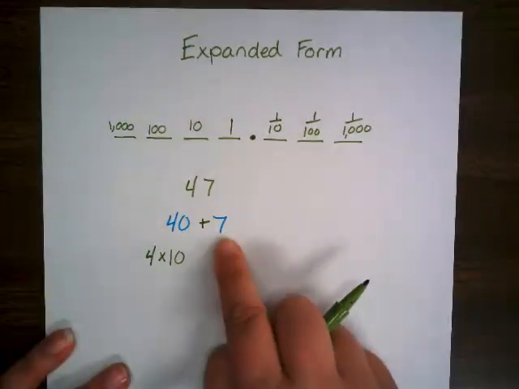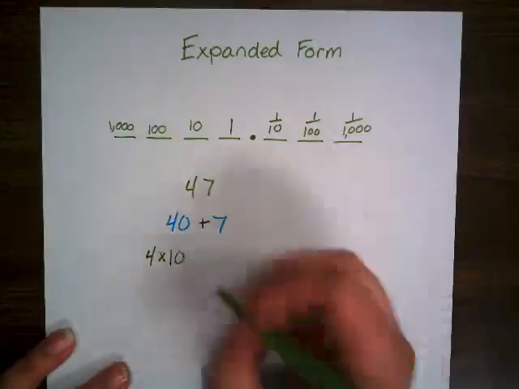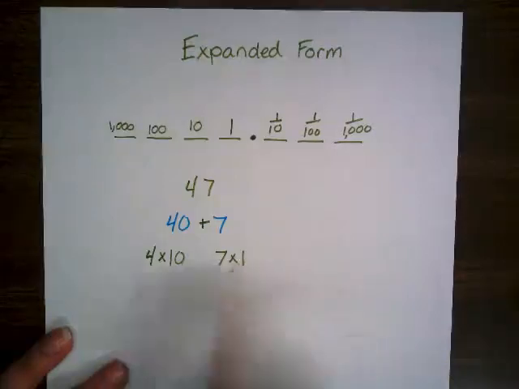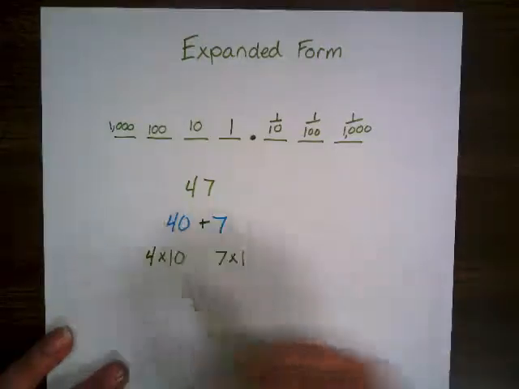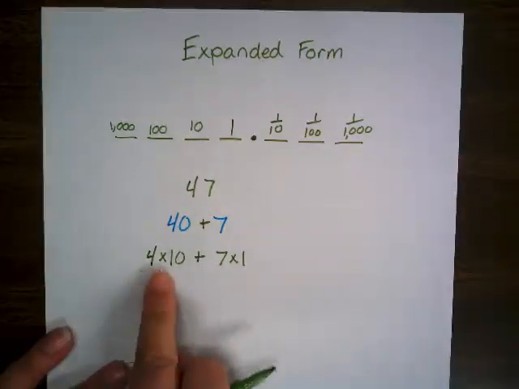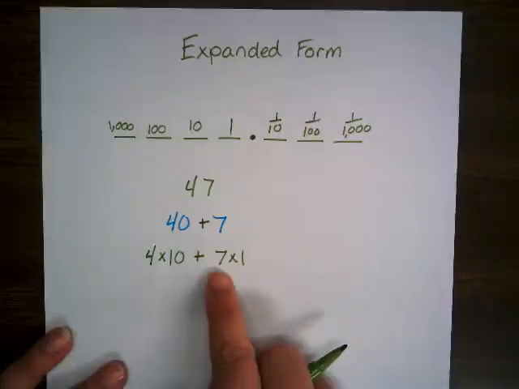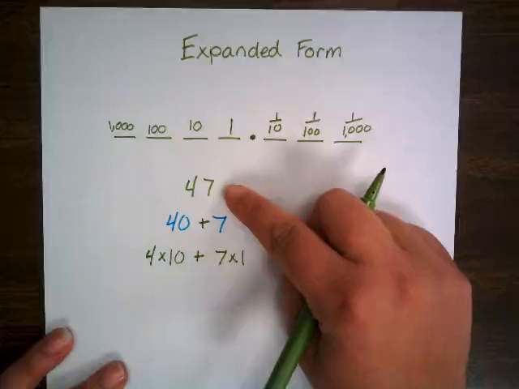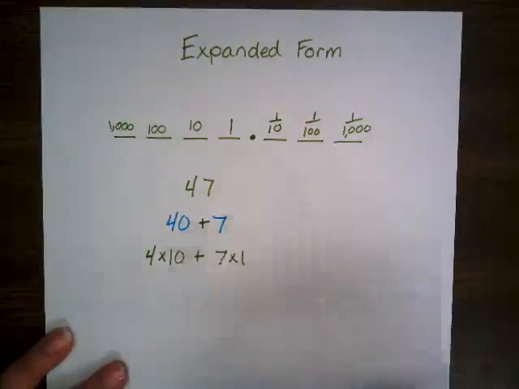And so what about this one? We see that that's a 7. All that means is I have 7 groups of 1s. So here, if I were to take 4 groups of 10s and add it to 7 groups of 1s, I know I'd get back up here to the 47. This is the expanded form of numbers.